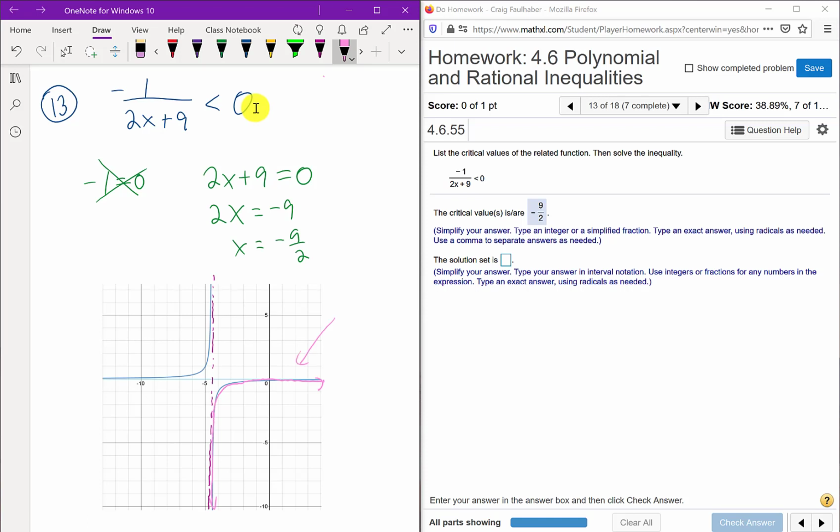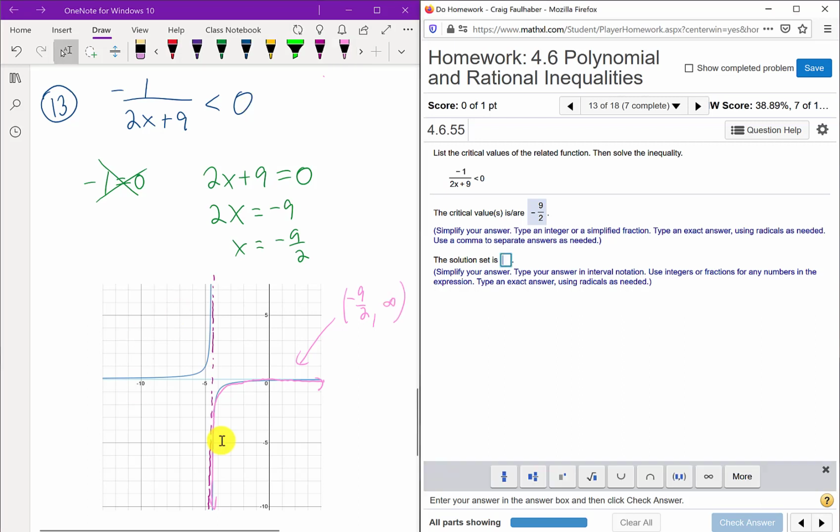What are the x values here? The very smallest x value gets really, really close to this vertical asymptote of -9/2. The function never touches -9/2, so we're not going to include that in our interval. And the largest x value actually goes off to infinity. So this function is below the x-axis for all of these x values from -9/2 all the way up to infinity.